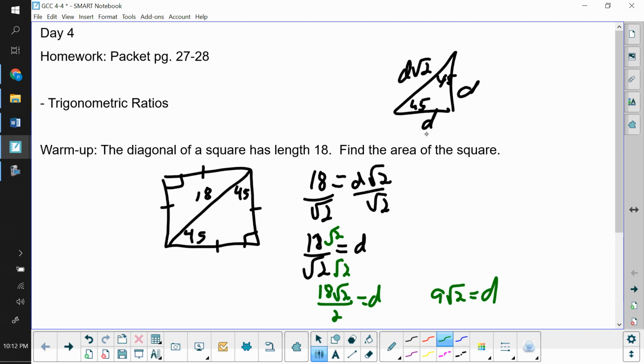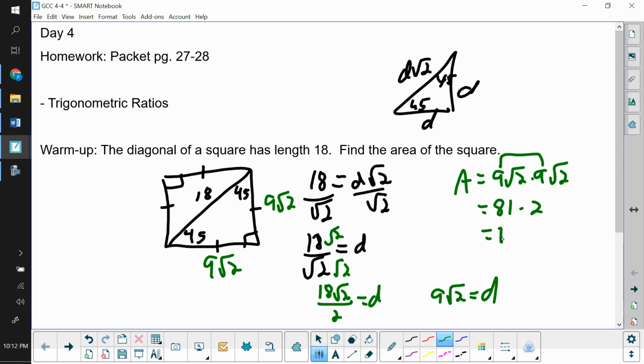Well, that's our other sides because they were just D, so we get 9 square root of 2 for each of them. Well, that's not what the problem wants. It wants the area of the square. Well, area of the square, you're just doing base times height, but they're both the same. So we're going to do 9 square root of 2 times 9 square root of 2. Well, let's multiply the 9's together. We get 81. Square root of 2 times square root of 2 just gives us 2. So this is just going to be 162, and it's an area, so we should say units squared.